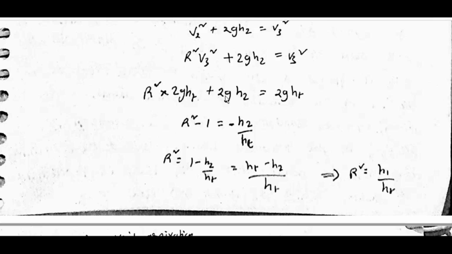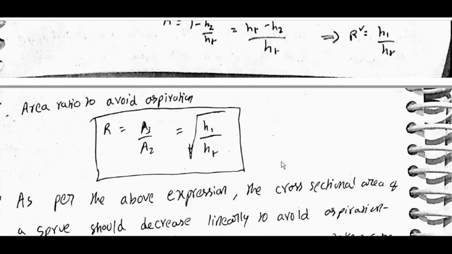R square minus 1 is equal to minus H2 by HT. R square is equal to 1 minus H2 by HT is equal to HT minus H2 by HT. R square is equal to H1 by HT.